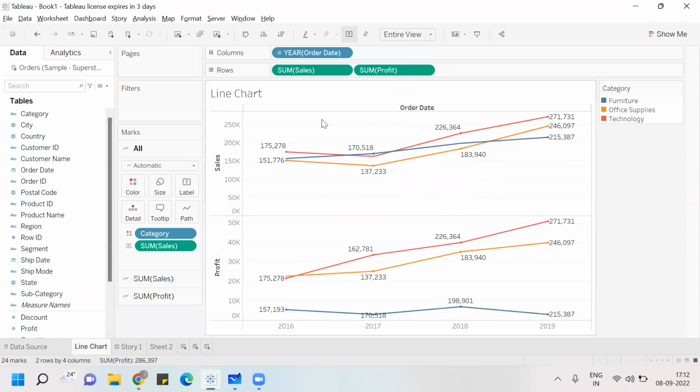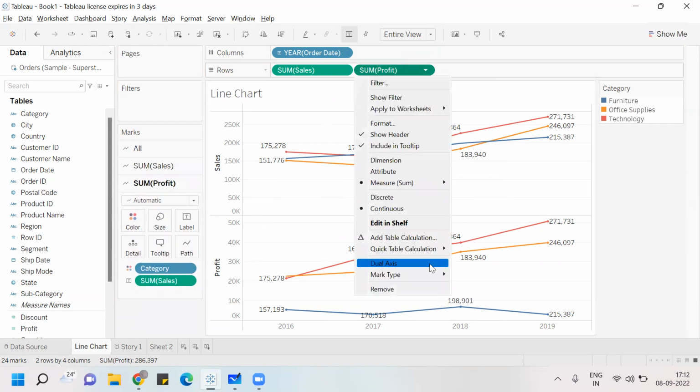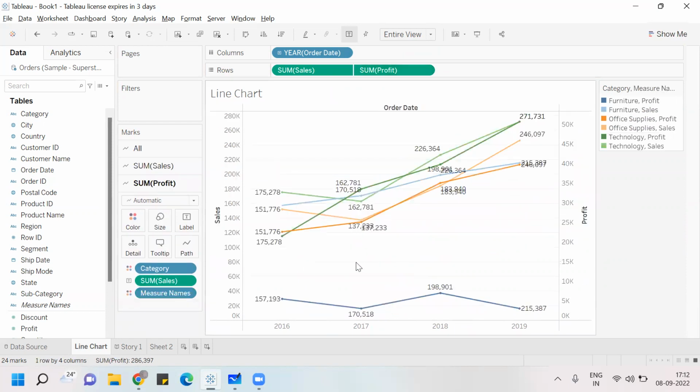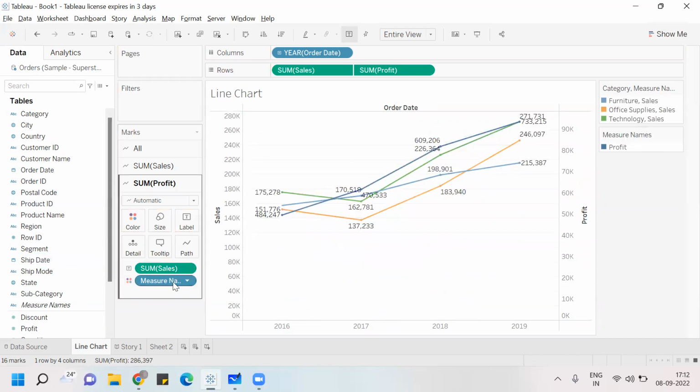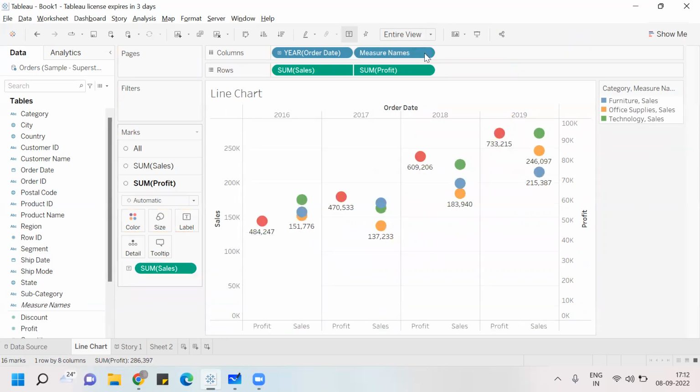Now, if you want to merge both of them together, you can click on profit, click on dual axis. So sales is there on the left hand side. This is the primary vertical axis. This is the secondary vertical axis, and you can make analysis about them. Okay, so you can do this. Fine. So these are the measure names. You can analyze them under these criteria.